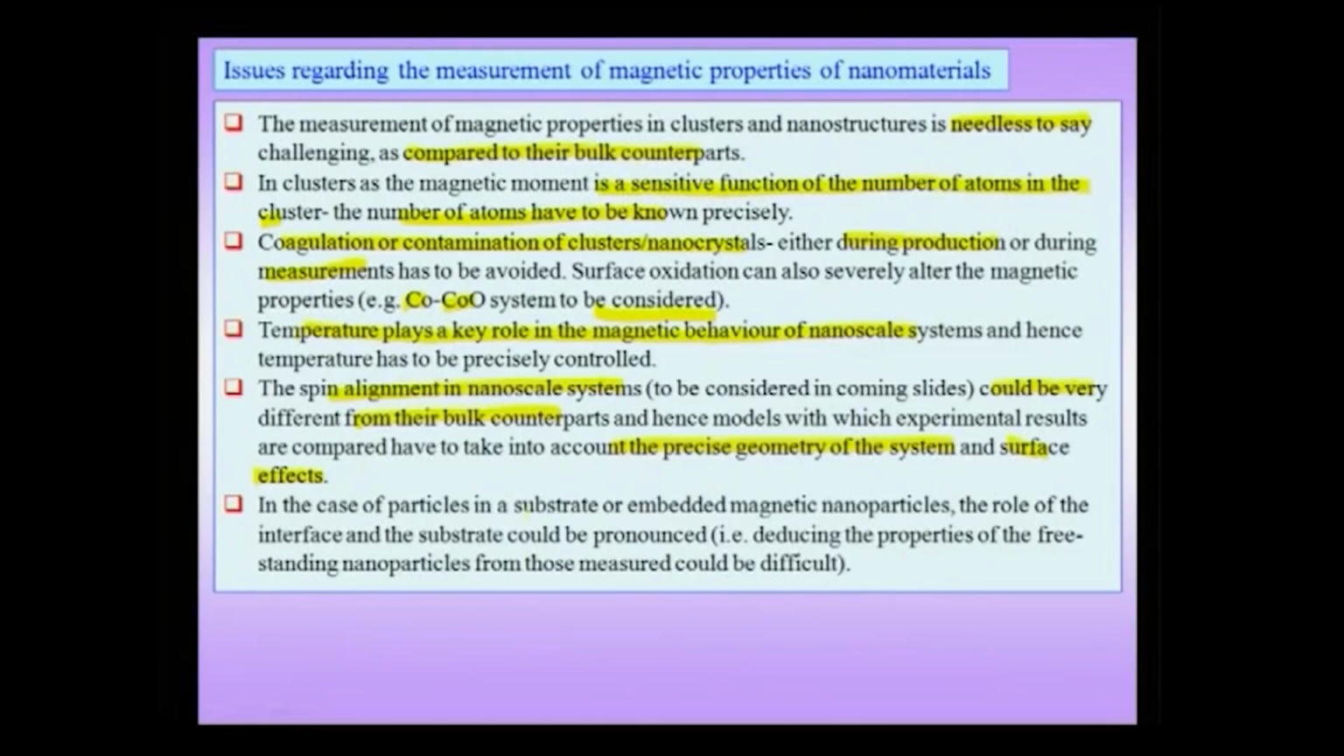In the case of particles on a substrate or embedded magnetic nanoparticles, we have to remember that this is no longer a free system. That means the properties of a particle which is in intimate contact with, for instance, a substrate or a matrix could be very different from the freestanding nanoparticle, and the role of this interface could be very pronounced. Often this interface could alter the properties of the nanoparticle altogether.